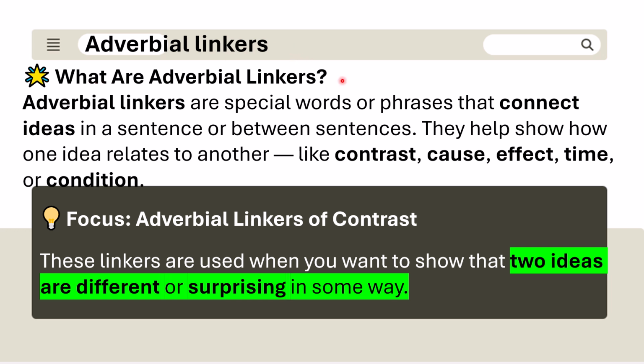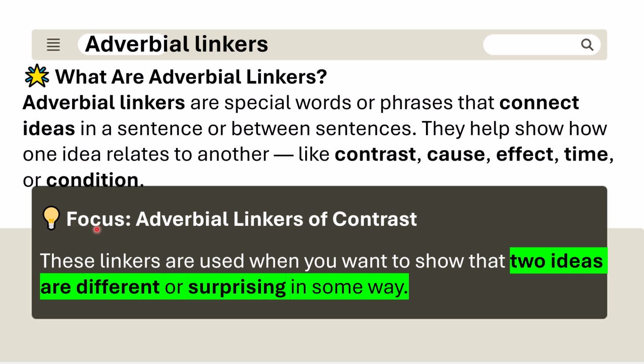What are adverbial linkers? So, adverbial linkers are special words or phrases that connect ideas in a sentence or between sentences. They help show how one idea relates to another, like contrast, cause, effect, time, or condition.